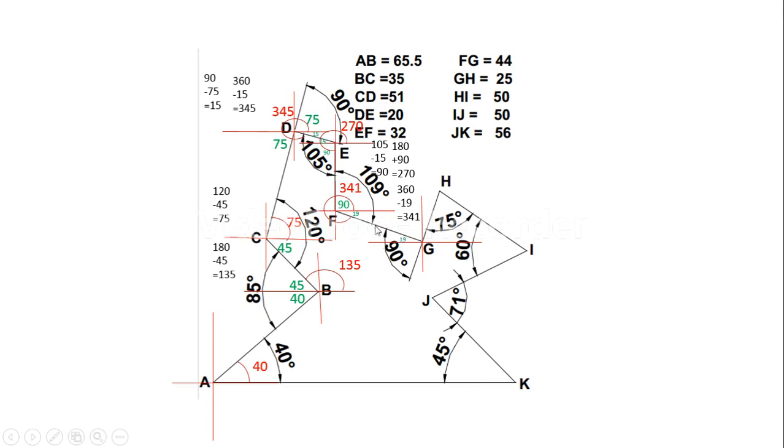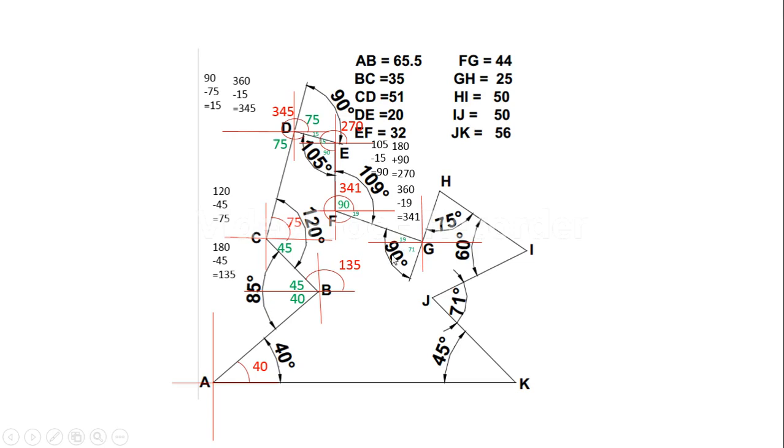It is given here that this total angle is 90 degrees. If this total angle is 90 degrees, how much will this angle be? This angle will be 90 minus 19, so this angle will be 71. Now again, if you add these two angles, you will get 90 degrees.